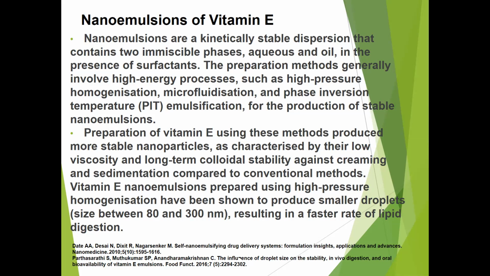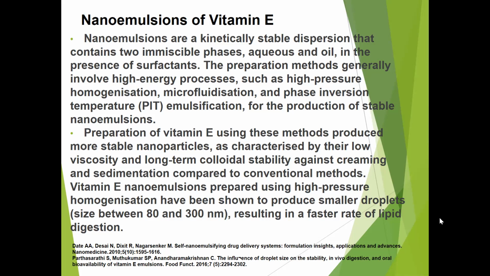Nanoemulsions of vitamin E. That is an interesting direction of study of this vitamin. Nanoemulsions are kinetically stable dispersions that contain two immiscible phases, aqueous and oil, in the presence of surfactants. The preparation methods generally involve high energy processes such as high pressure homogenization, microfluidization, phase inversion, and temperature emulsification for the production of stable nanoemulsions. Preparation of vitamin E using these methods produces more stable nanoparticles characterized by low viscosity and long-term colloidal stability against creaming and sedimentation compared to conventional methods.